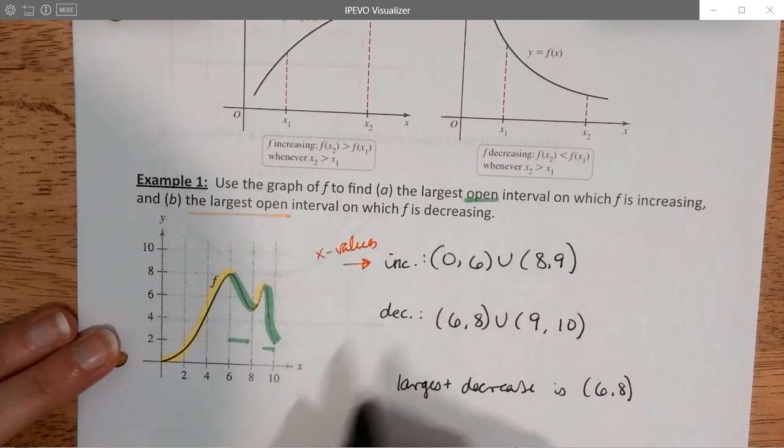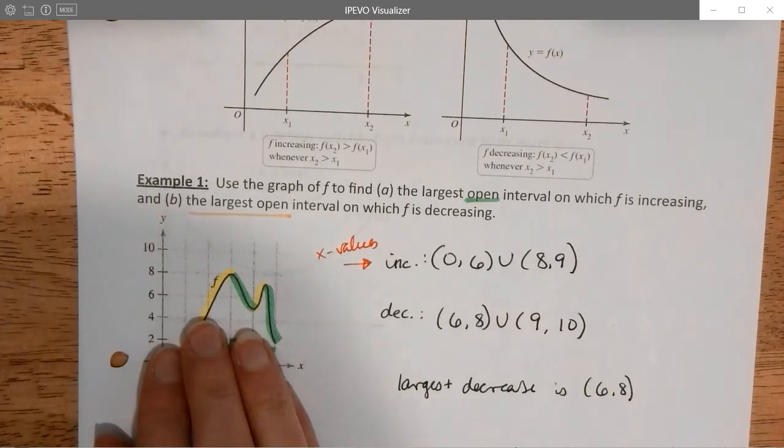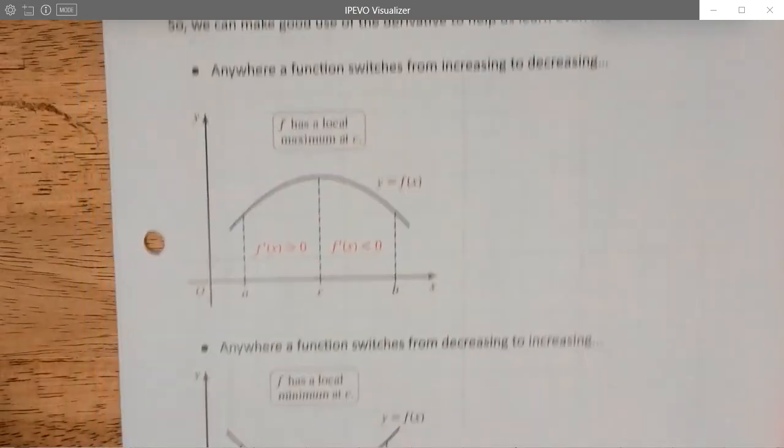Okay. These intervals are x values, so I talk about them in terms of large and small based on how wide the x values are. All right. Let's take a look at the next page.